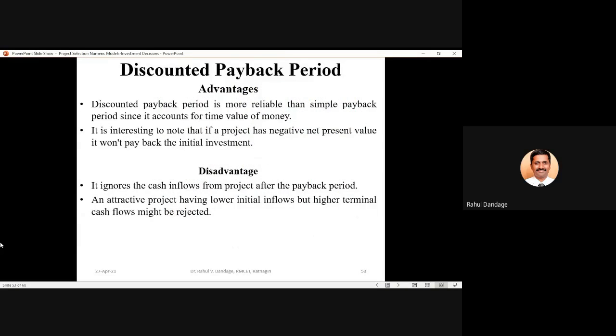Advantages: the discounted payback period is more reliable than the simple payback period method because it is taking into account the time value of money. So this particular method ignores the cash inflows after the payback period. So that is one of the disadvantages.